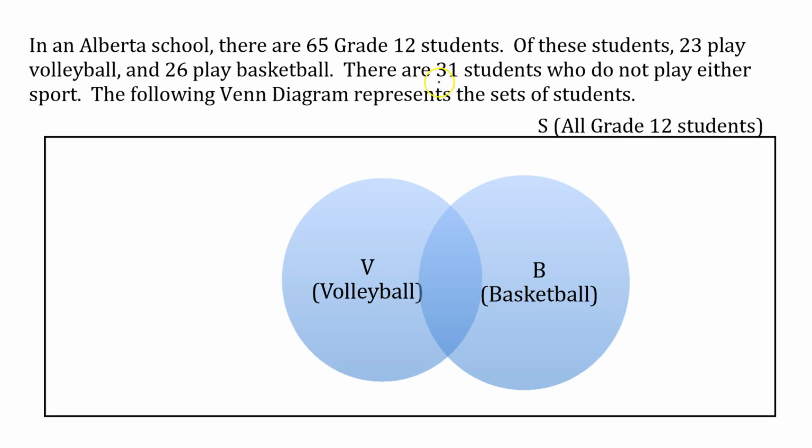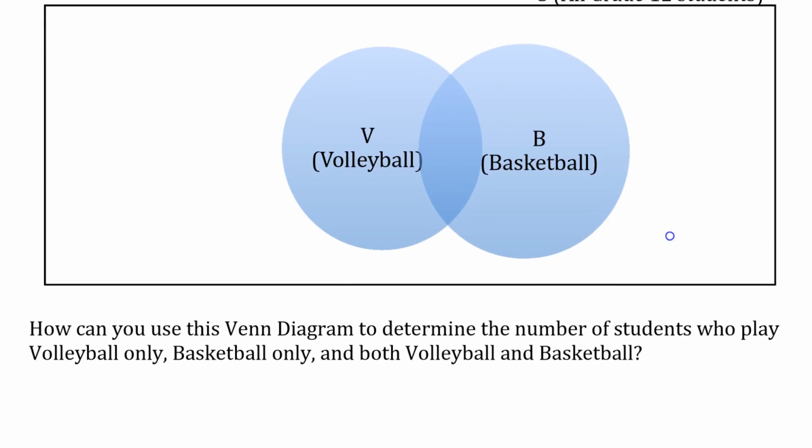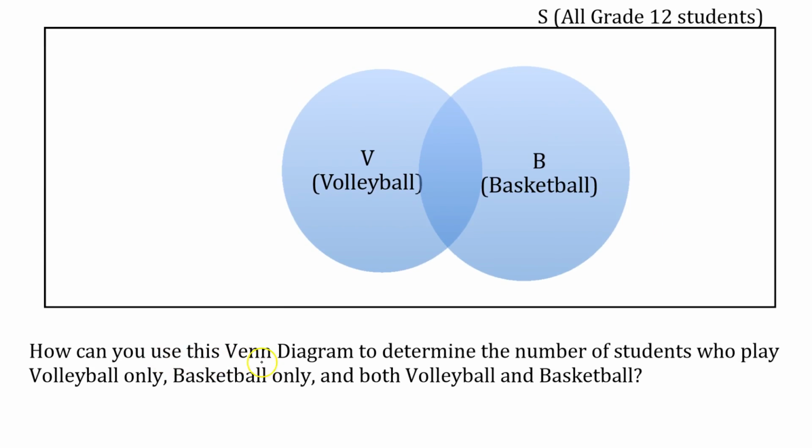And it says right here that 31 students don't play either. Where would that go? Where would the 23 go? Where would the 26 go? So how can you use this Venn diagram to determine the number of students who play basketball only, volleyball only, and both basketball and volleyball?